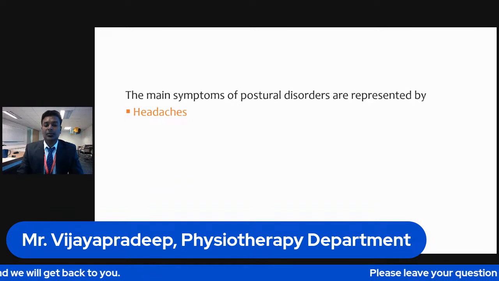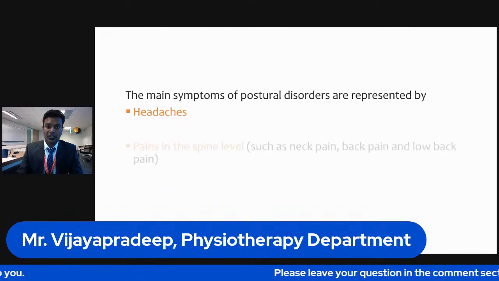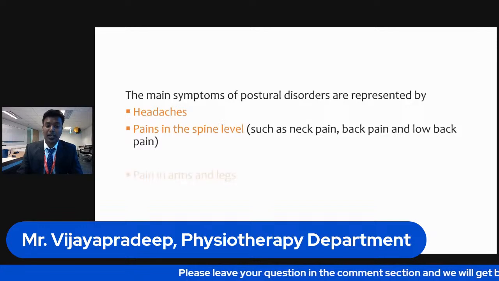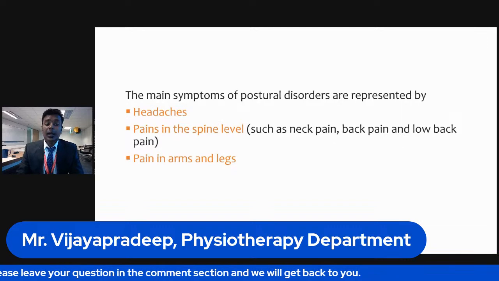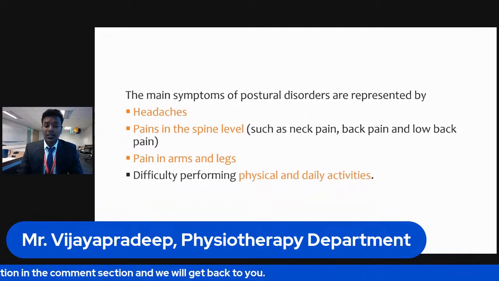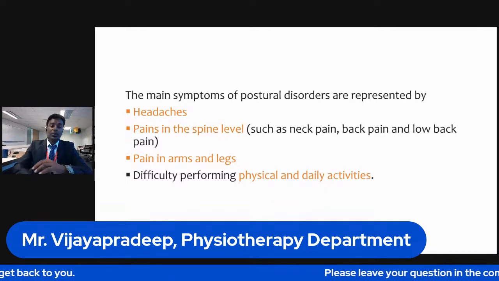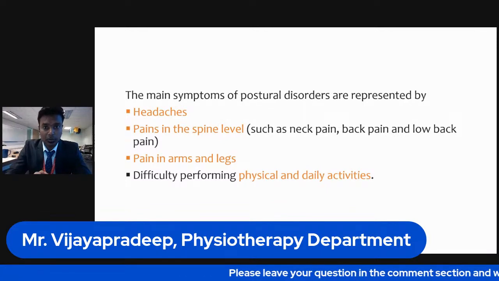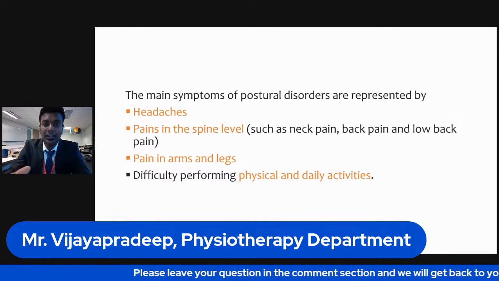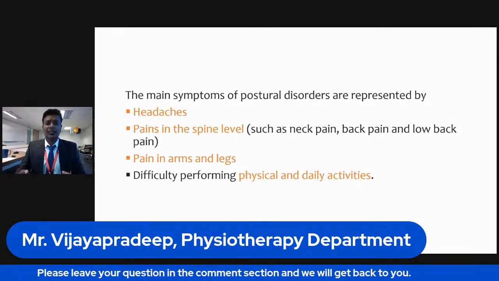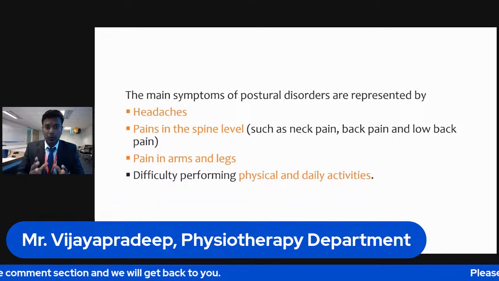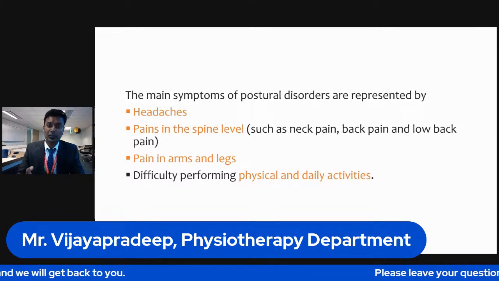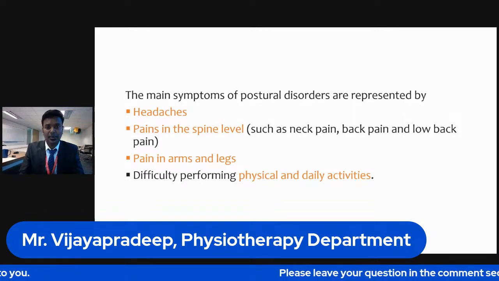Then, the main symptoms of the postural disorders are represented by headache and pains at the spinal level, whether neck pain, back pain, or low back pain. Pain in the arms and legs, and difficulty performing physical and daily activities. So, when the person comes to you with any of these problems, we will not just be addressing their pain as a result of the internal changes, but the understanding of the posture makes you diagnose them in a more precise manner.